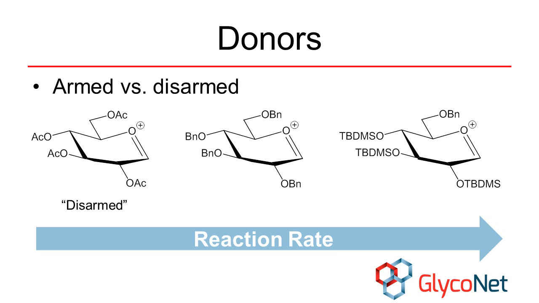By contrast, alkyl protecting groups are electron donating and add electron density to the reaction center. This stabilizes the oxocarbenium ion and allows the reaction to proceed at a faster rate. These donors are said to be armed. Sialoprotecting groups add so much electron density that donors containing them are said to be superarmed and react extremely quickly.